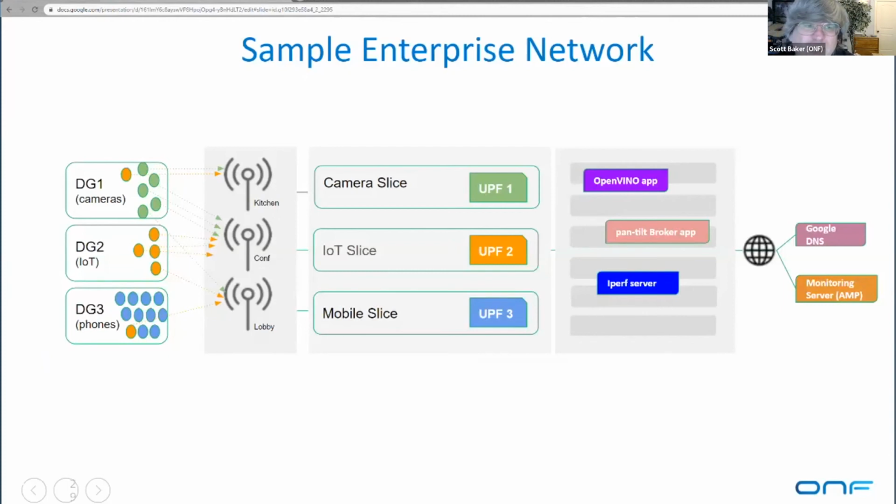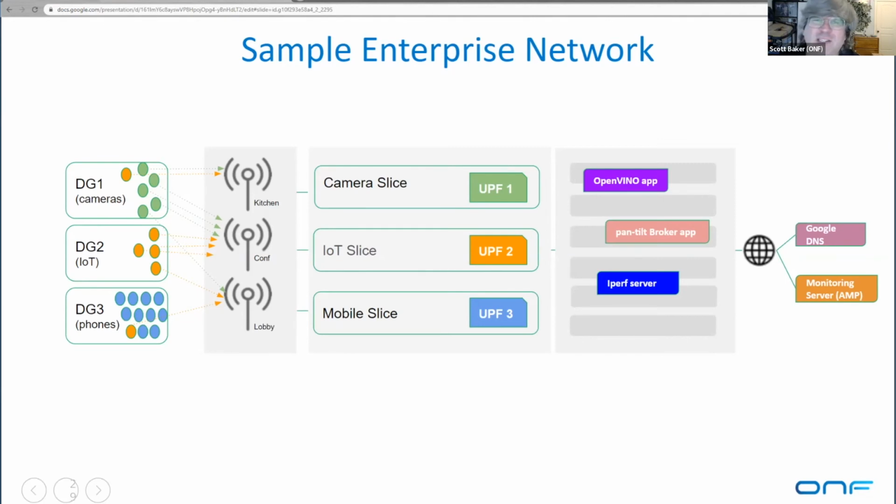So next, I'm going to dive into a little bit of a discussion about a sample enterprise, what it might look like. So for the enterprise, I'm going to go through this picture from left to right. The enterprise starts out with some devices. It's got 3 different kinds of devices. It's got some cameras, it's got some IoT sensors, and it's got some phones. And you can see they've been conveniently grouped into those device groups. The enterprise also has 3 small cells placed in 3 different places. So in this example, there's one in the kitchen, one in the conference room, and one in the lobby.